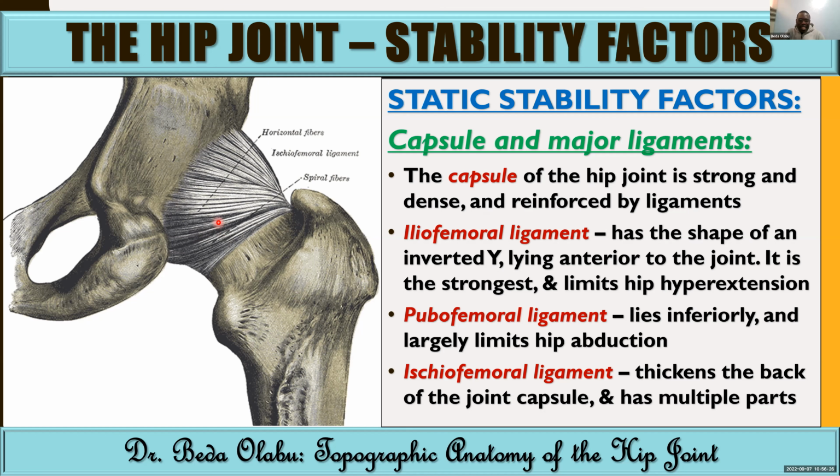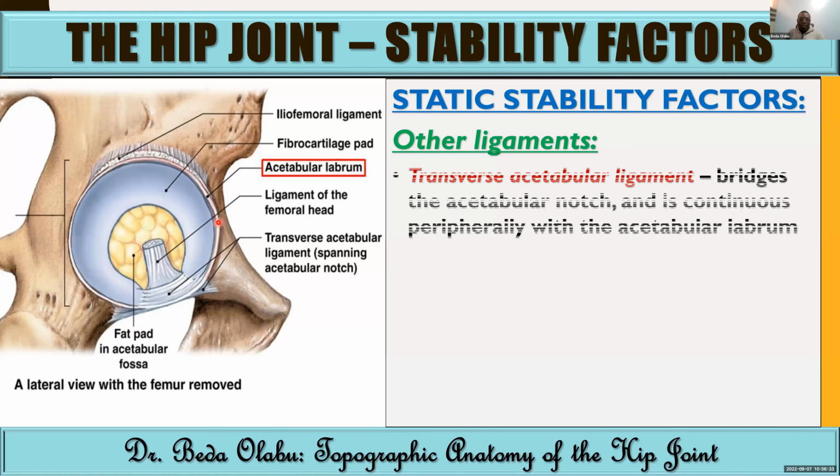Great. Those are the three major ligaments of the hip joint. But there are other ligaments of the hip that I also want to talk about. The transverse acetabular ligament is this ligament that bridges the acetabular notch. So this is a thick ligament, but its free margin, the peripheral part, is continuous with the acetabular labrum. It is also attached with this acetabular labrum. Remember, the acetabular labrum goes all around.